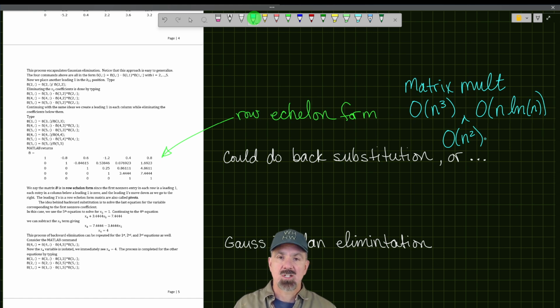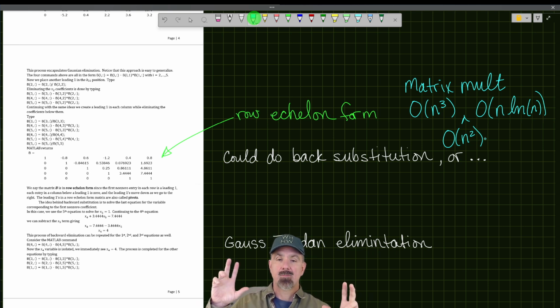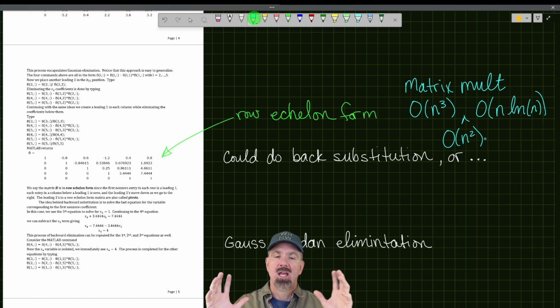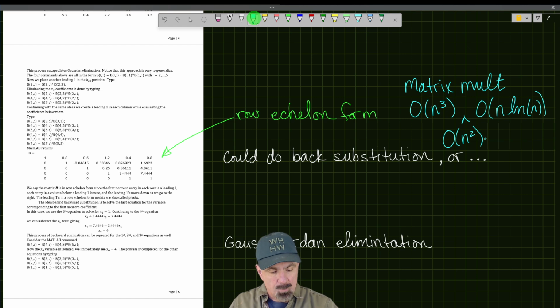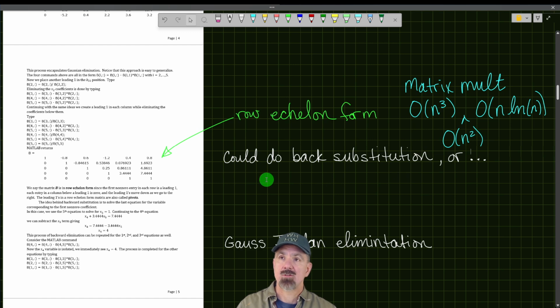So order n squared is much faster. Just think of a matrix that's 1,000 by 1,000. If I have a 1,000 by 1,000 matrix and I have to do n cubed operations, right, that's 1 billion operations. Order n squared is 1 million operations. It's 1,000 times faster. That's the difference we're talking about here between n cubed and n squared. And then order n log n is considerably faster than that. So the back substitution, and Strang talks about this, is order n squared. It's a fast thing to do compared to matrix multiplication.